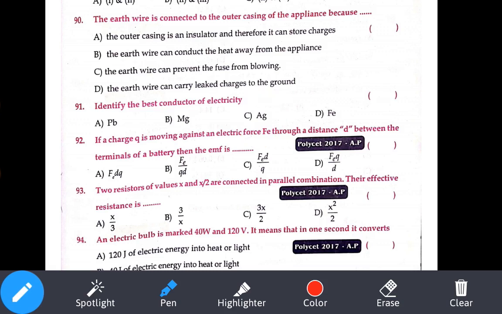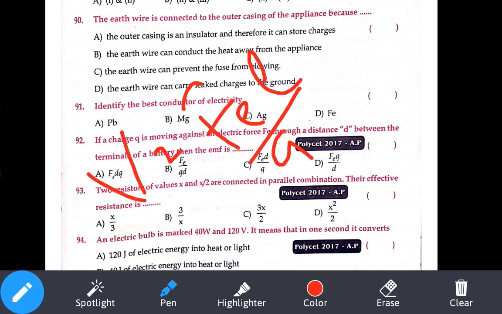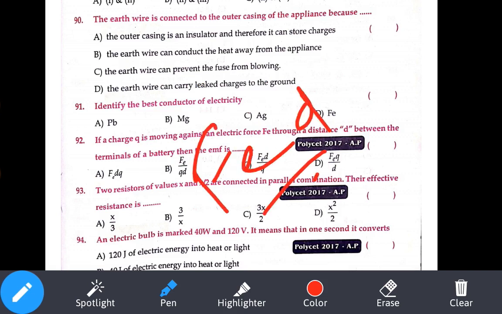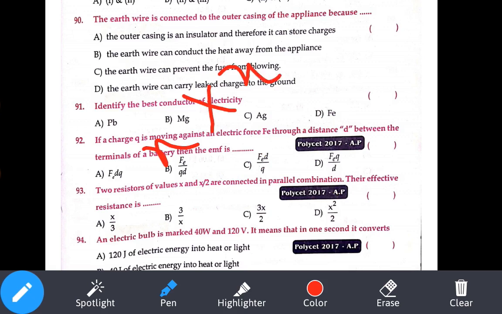If charge Q, electric force, they are asking the formula. F equals what? Work done, sorry, EMF voltage: V = W/Q. That is the formula. Here they said W is represented with D, so what will be our answer? V = D/Q. Which option? Option C. Now two resistors of value X and X/2 are connected in parallel. Parallel means R1R2/(R1+R2). What do you get? 3x/2 below, and above x²/2, so x/3. Option A.